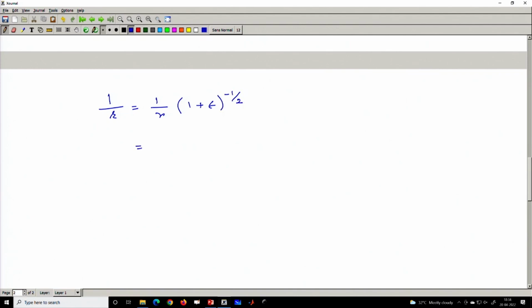and I can make a binomial expansion like 1 by r and then 1 minus half of epsilon plus 3 by 8 epsilon square and then minus 5 by 16 epsilon cube and plus so on. Okay, this is the expansion we can have.